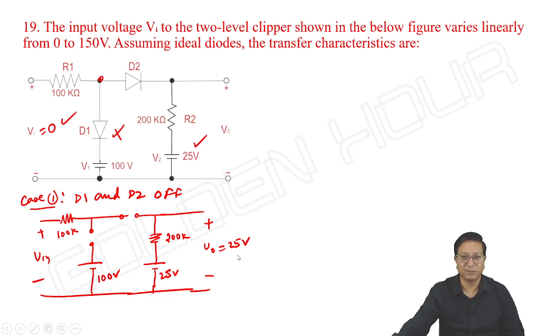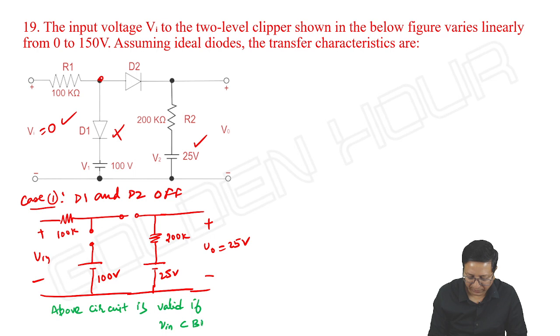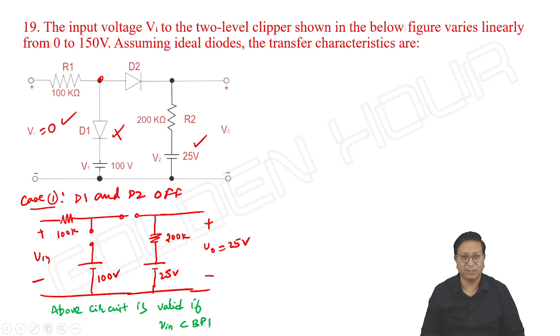Now, in this case, the above circuit is valid if V input is less than breakpoint 1, maybe 25 volts. For input less than 25, both the diodes are off and output is 25. If the input is more than 25, then what happens? D1 is still off and there is a scope for D2 to conduct.